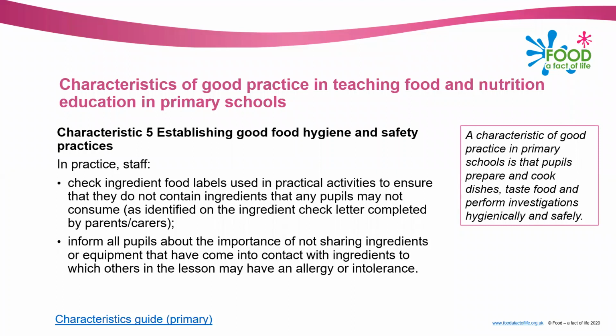So still with primary schools, it's important that staff check ingredient food labels to make sure that they don't contain the ingredients. So Alex listed the 14 allergens that need to be labelled, but the teacher would then need to check the food label against the list of pupils with allergies that they will have. So that would come from the ingredient check letter. And then also, and I know this is perhaps a bit difficult in primary, make sure that pupils are aware of the importance of not sharing ingredients or equipment with other pupils who they know have got allergies, because what we want to do is try and prevent cross-contamination.